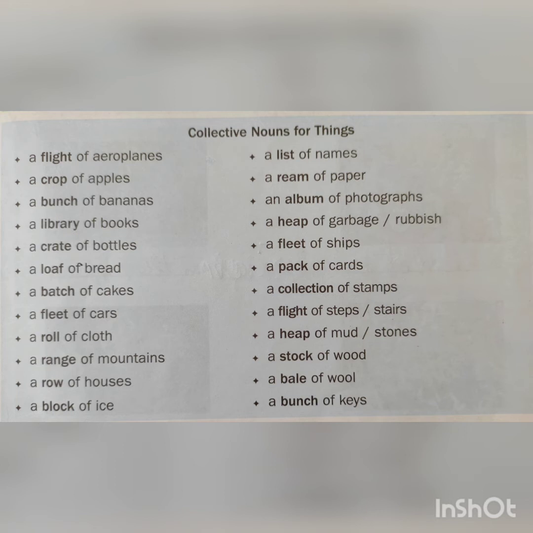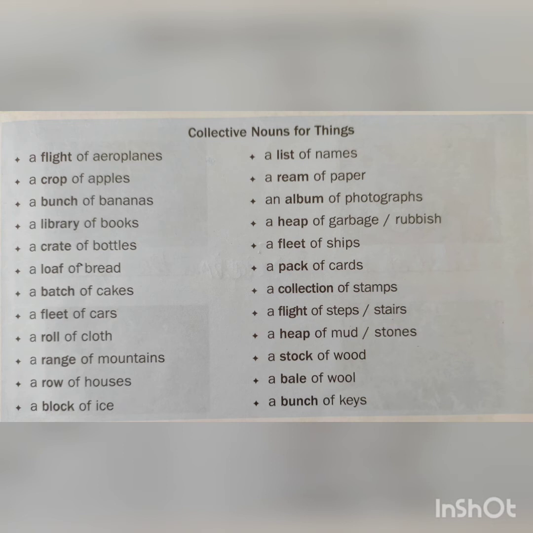Batch means a group of things or people dealt with at the same time or considered similar in type. A fleet of cars. Fleet means a group of ships or all of the ships in a country's navy. A roll of cloth. Roll means to move somewhere by turning over and over or from side to side. A range of mountains. Range means a set of similar things. A row of houses. Row means a line of things, people, animals, etc. arranged next to each other.